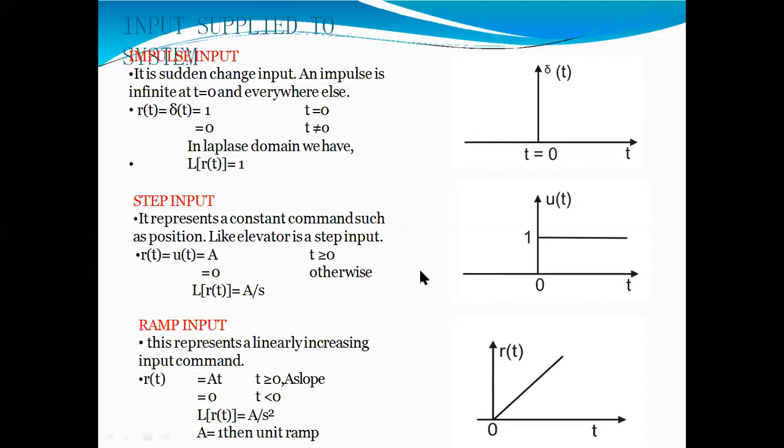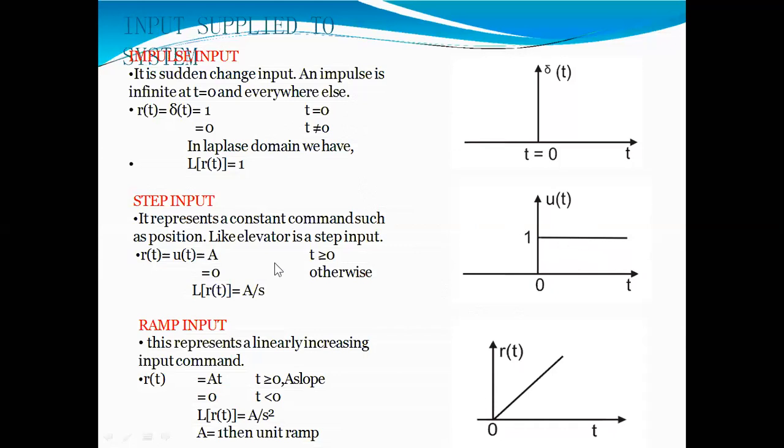Then we have the step signal or unit step signal. How do we represent this step signal? It is represented as a constant line, a constant command, such as some kind of position. You can take an example of an elevator: the elevator is a step input. Step in the sense that for one input it will give one output, and for another input again it will have all constant terms. So if you look at the second figure, at time t equal to 0 it is equal to 1, and for all t greater than 0, again it will have the value 1.